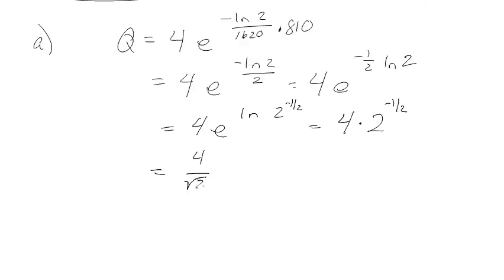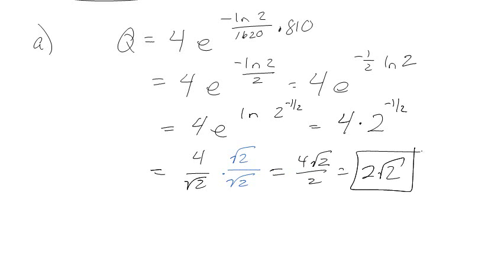And now this is really just super duper for funsies. 4 over the square root of 2. Mama said never leave a square root in the denominator when you go to a party. So 4 root 2 over 2, 2 root 2. So basically, in 810 years, I'll have 2 times the square root of 2 grams, which kind of makes sense. I'll have a little bit more than half of it left. So that makes sense. That's kind of nice.